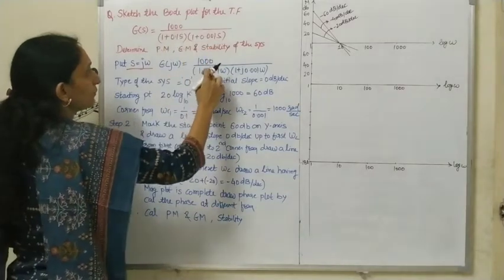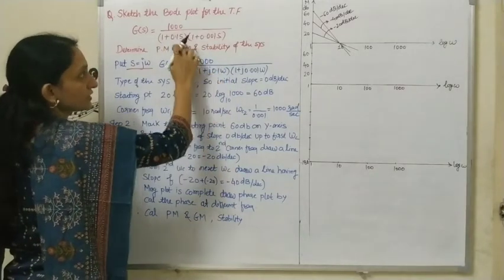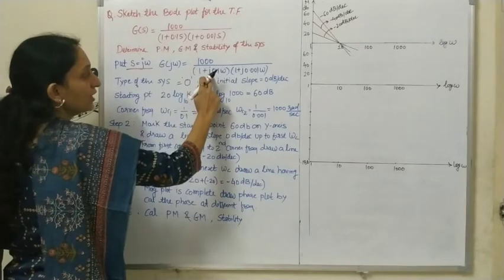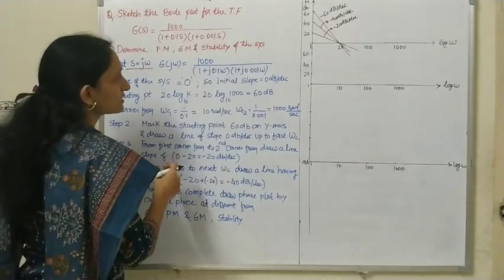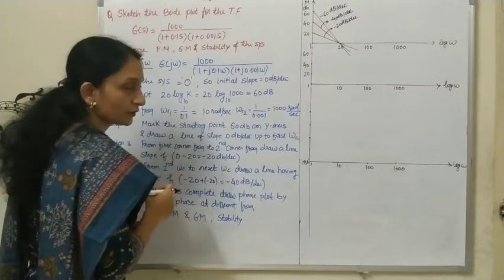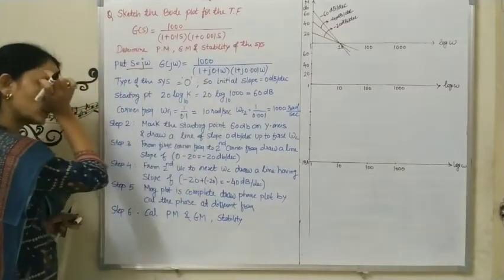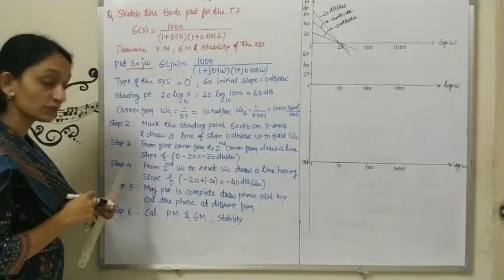So 1000 upon (1 plus j 0.1 omega) in bracket (1 plus j 0.001 omega). Okay, so this is our transfer function that is ready to draw the Bode plot.